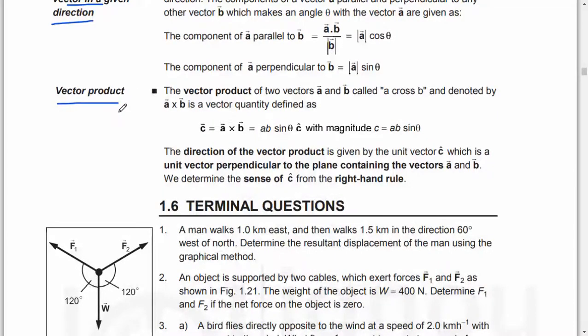Vector product. The vector product of two vectors A and B, called A cross B and denoted by A cross B, is a vector quantity defined as C equal to A cross B, equal to AB sin theta C cap, with magnitude C equal to AB sin theta. The direction of the vector product is given by the unit vector C cap, which is a unit vector perpendicular to the plane containing the vectors A and B. We determine the sense of C cap from the right hand rule.